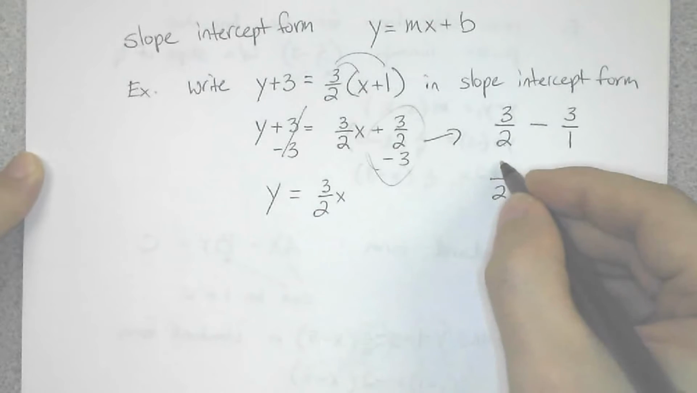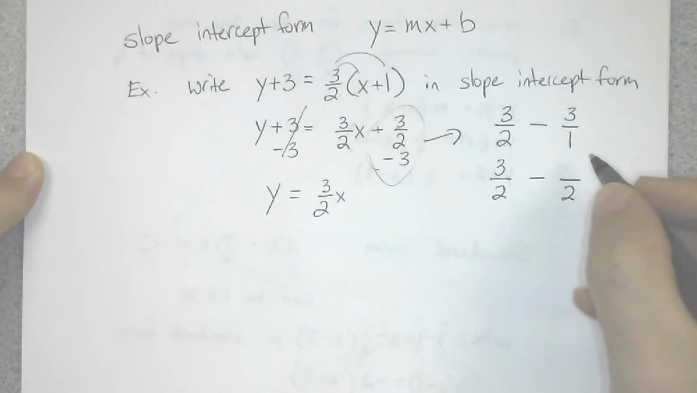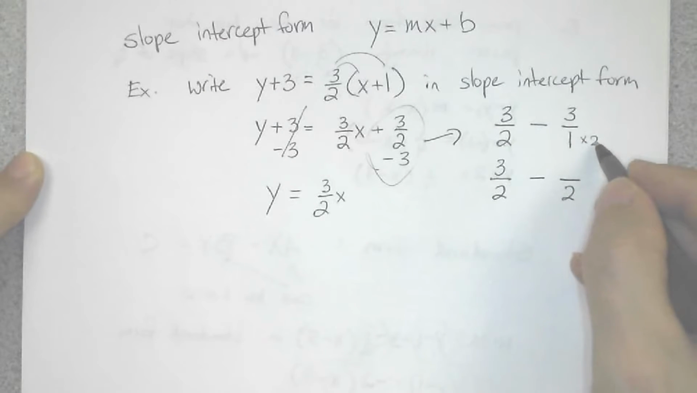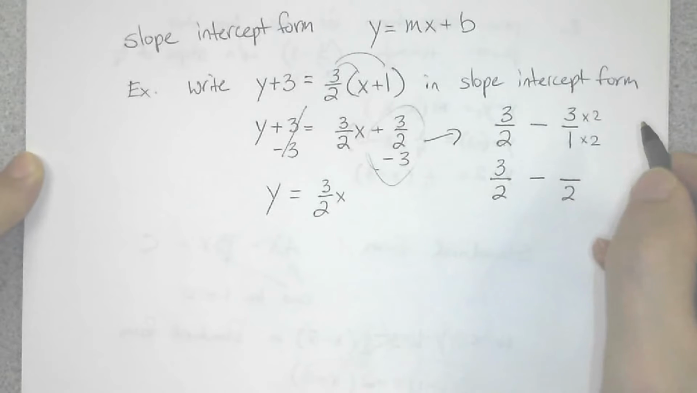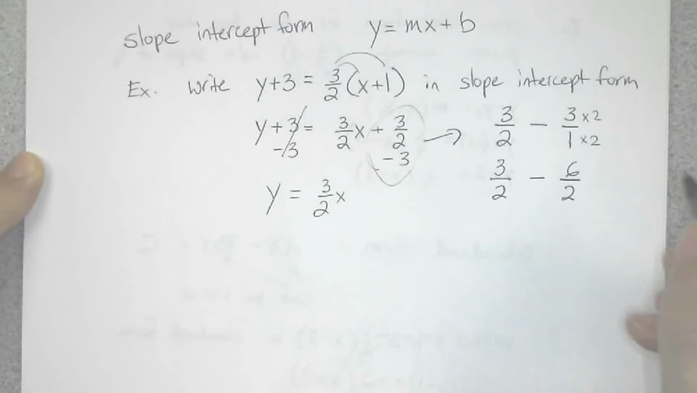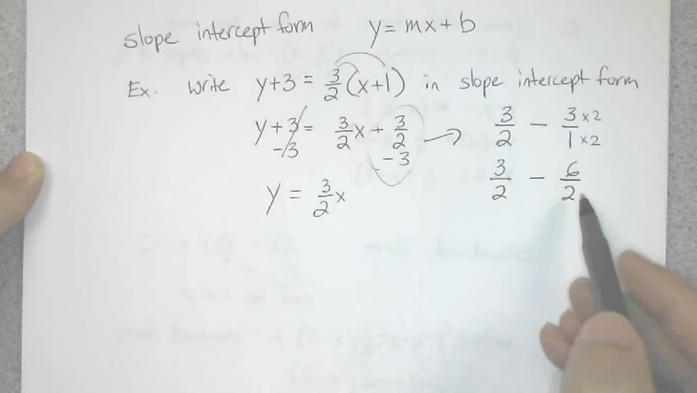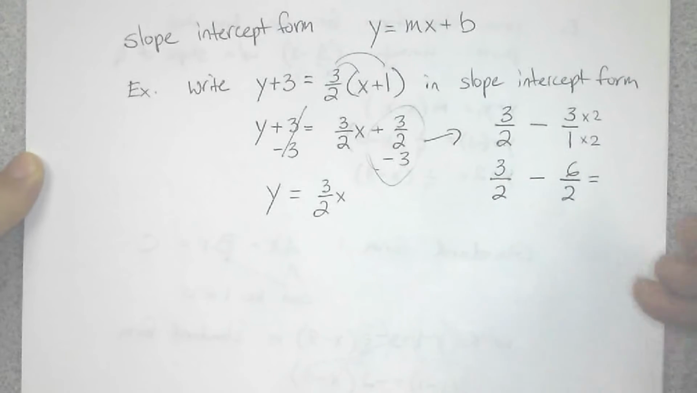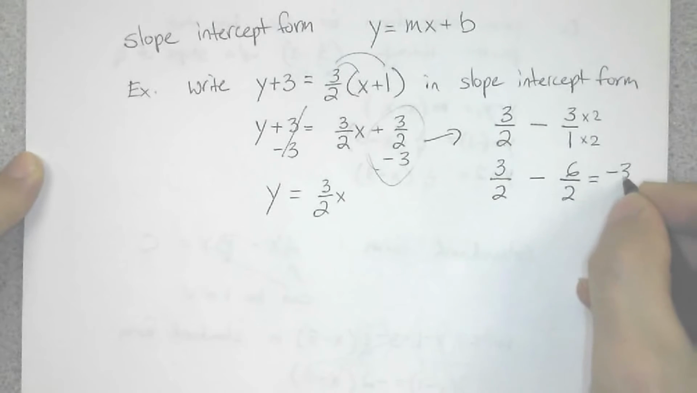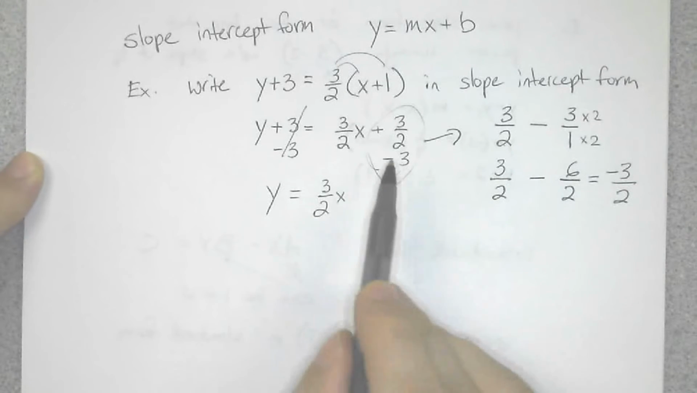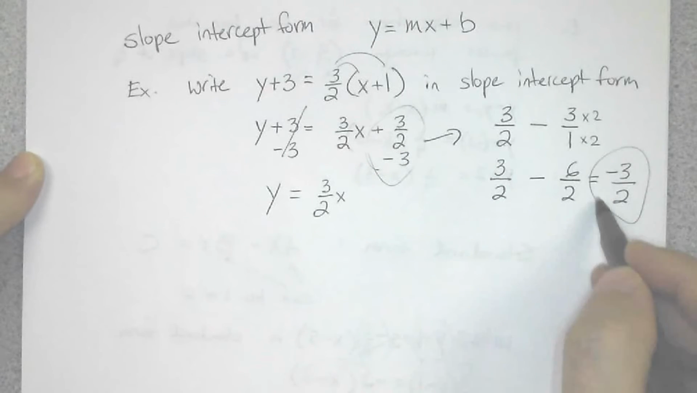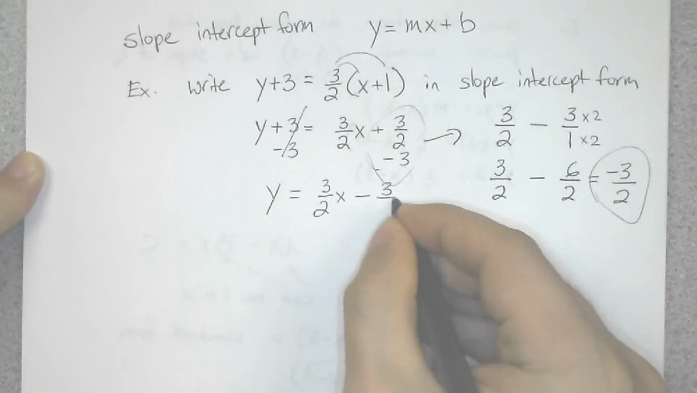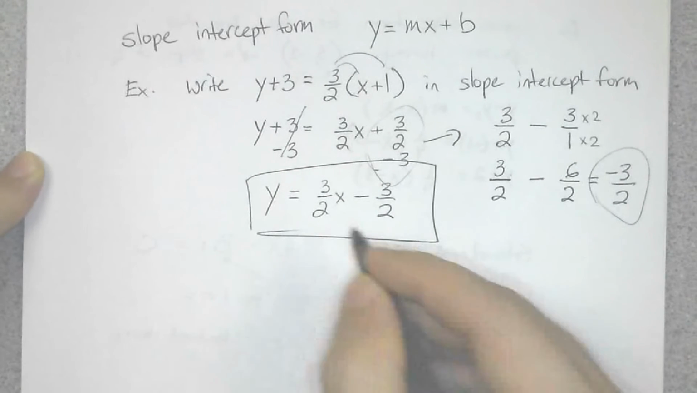Since I'm not changing the denominator here, I leave this as 3 halves. Here, to go from 1 to 2, I had to multiply by 2. If I multiply by 2 in the denominator, I have to do it in the numerator as well. 3 times 2 is 6. So now I have 3 halves minus 6 halves. Well, 3 minus 6 is going to be negative 3. Denominator stays the same. So this right here equals negative 3 halves. So I'm going to write minus 3 halves, and there is our answer.